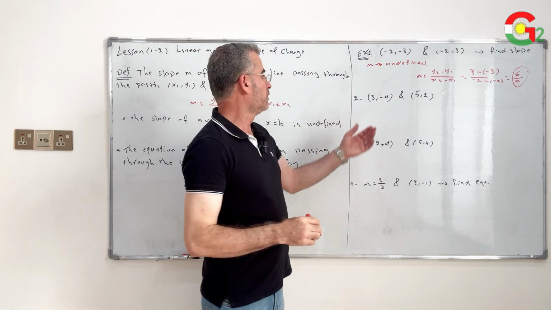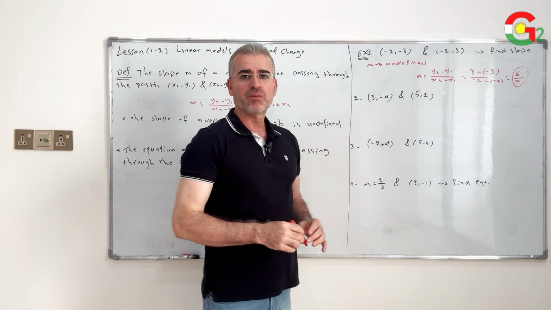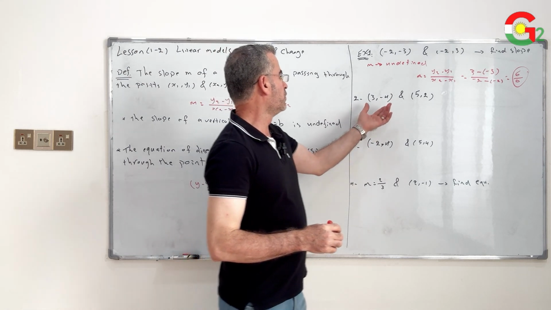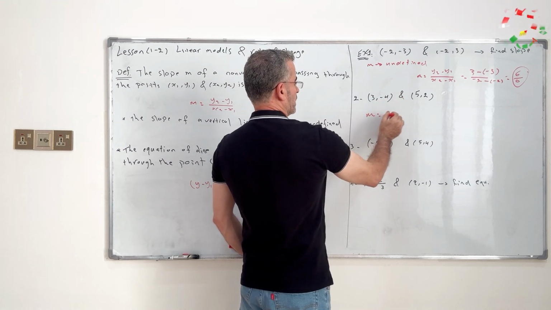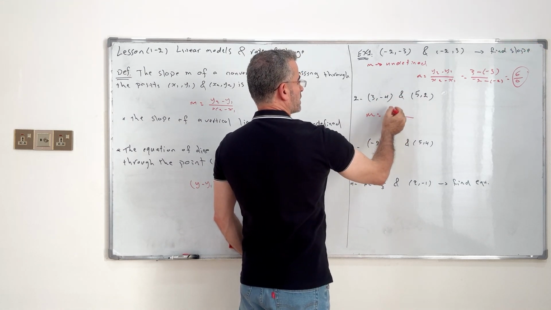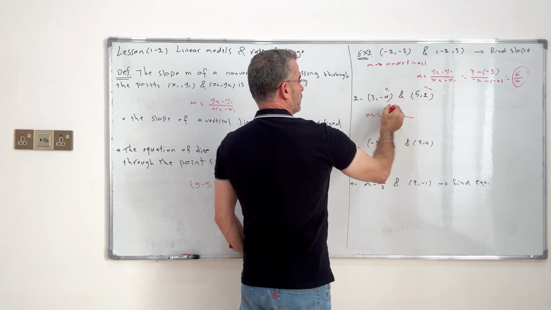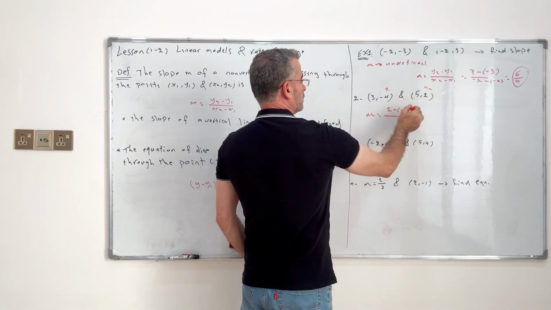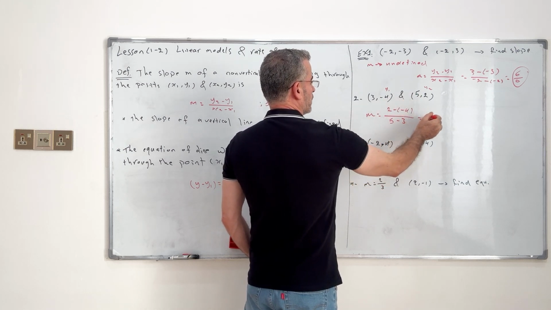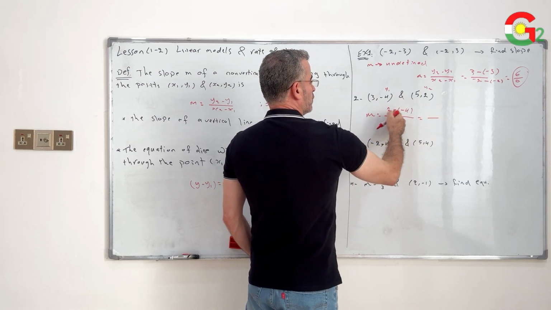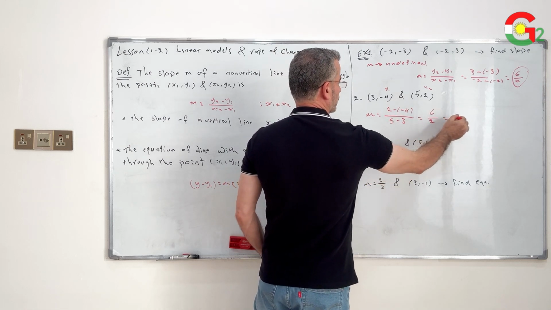Example number 2. Find the slope of a line passing through these 2 points, (3, -4) and (5, 2). The slope is equal to y2 minus y1. This is y2, this is y1. 2 plus 4 over x2 minus x1, 5 minus 3, equals 6 over 2, which equals 3.